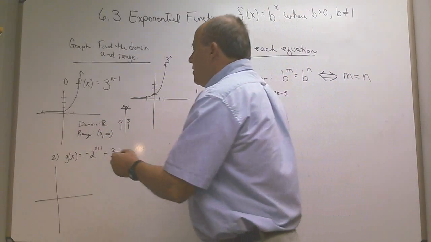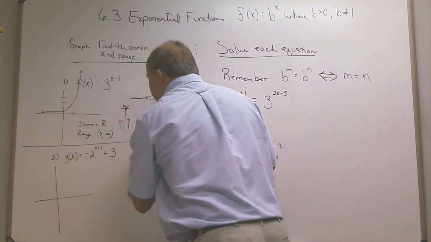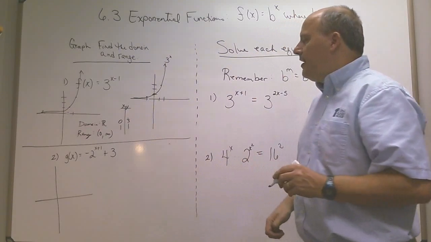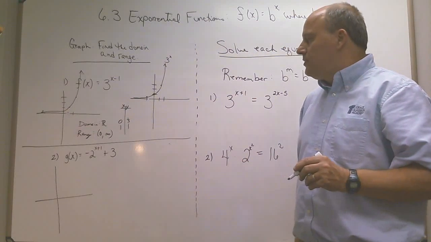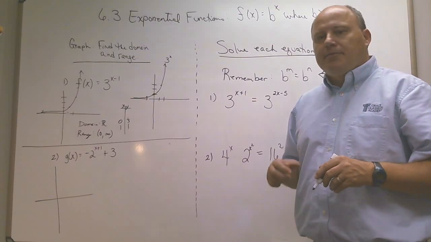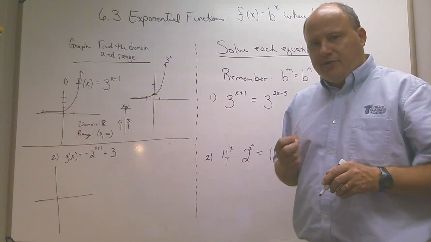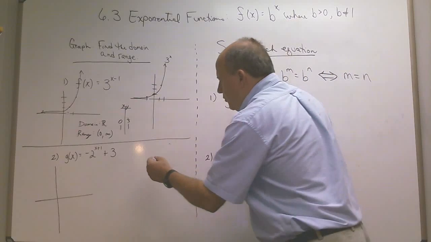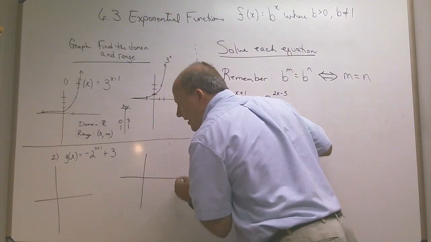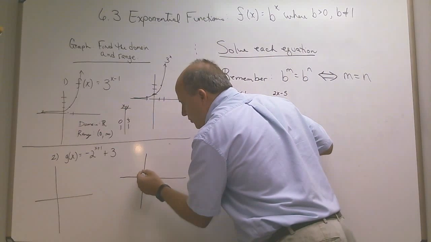So that is one example. That's pretty basic. Now let's look at the next one, negative 2 to the x plus 1 plus 3. Now this is applying 3 transformations to the graph of 2 to the x. Now 2 to the x, if you remember, again, the day before the test, 2 to the 0 is 1.